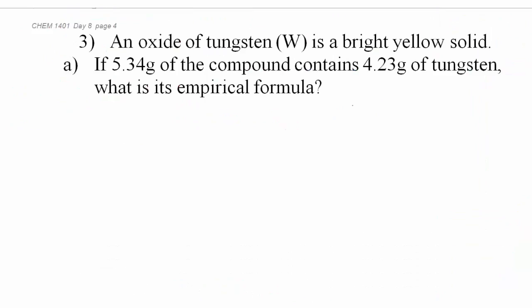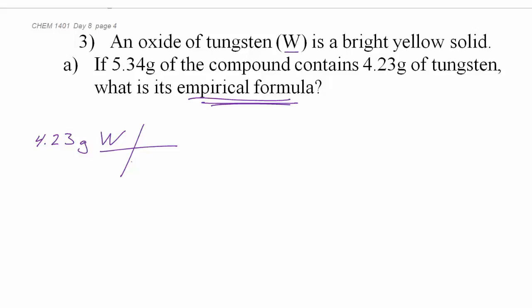An oxide of tungsten, and tungsten is just element W, is a bright yellow solid. 5.34 grams of the compound contains 4.23 grams of tungsten. What's the empirical formula? So we're supposed to stop at empirical formula. So remember, with empirical formula, the game plan was you have these percents, you change the percents to grams. Well, they didn't give us percents, but they gave us the grams. So we get to skip that step. 4.23 grams of tungsten. Right? And we'll convert that to moles of tungsten.